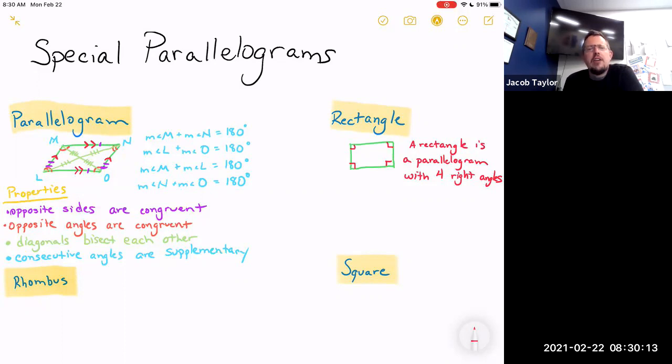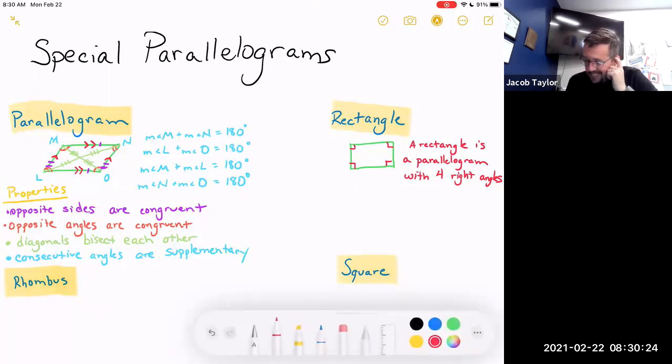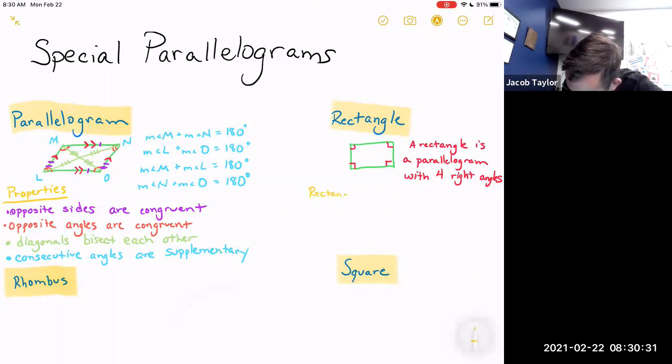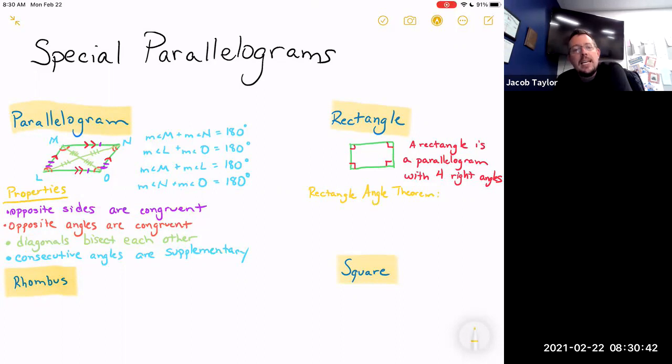So there are two rectangle theorems that we're going to jot down real quick. And the first one's called the rectangle angle theorem. Yeah, Peyton, honestly, I think you're the one with the problem here. The rectangle angle theorem says a parallelogram is a rectangle if it has one right angle.